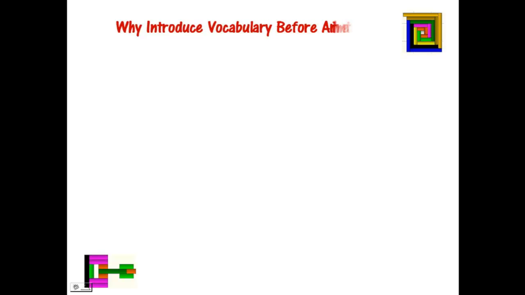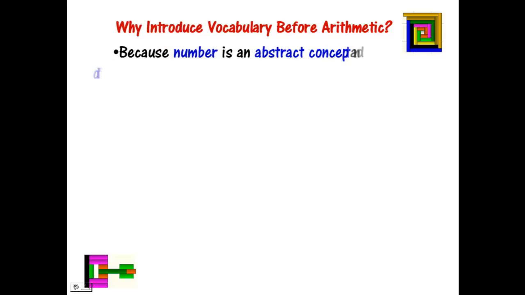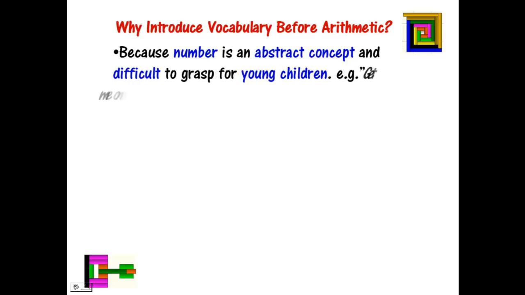Okay, many parents will be asking right now, why introduce vocabulary before arithmetic? Well, it's because number is an abstract concept and it's difficult for young children to grasp. Let me give you an example. If I said to you, get me one, your response would be, get me one what? Because in and of itself, one has no meaning at all.